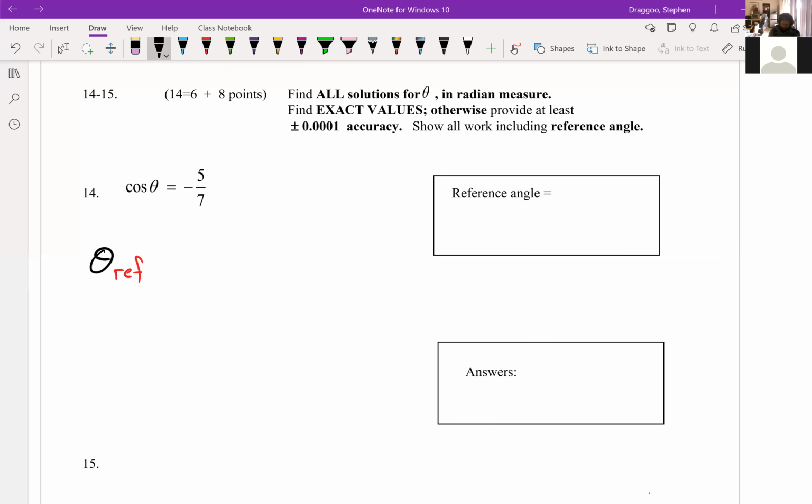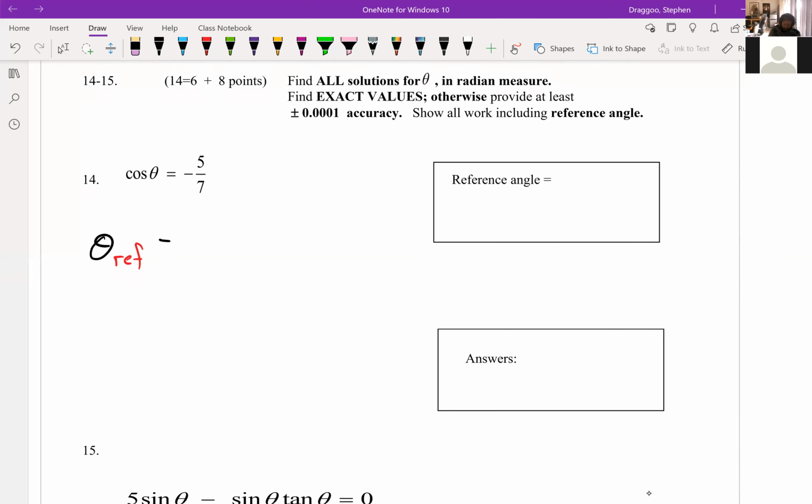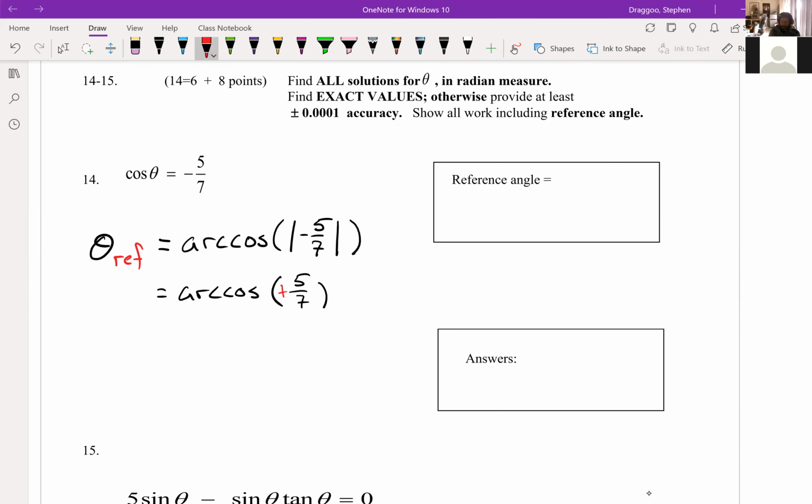One thing you won't want to forget is that reference angles, anytime I want one of those, it's equal to the arc cosine, or the inverse trig, of the absolute value of whatever I initially had. So I want the arc cosine of positive 5 over 7. I'm just thinking it's positive. Throw that into a calculator, and let's see what we get.